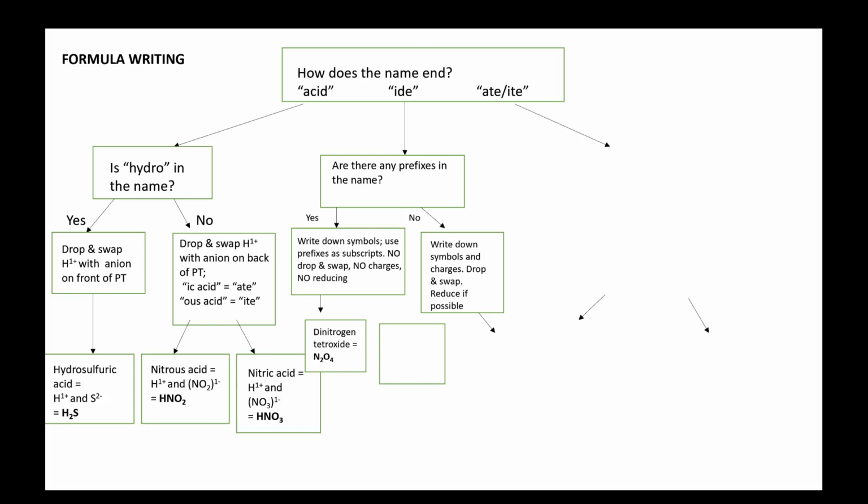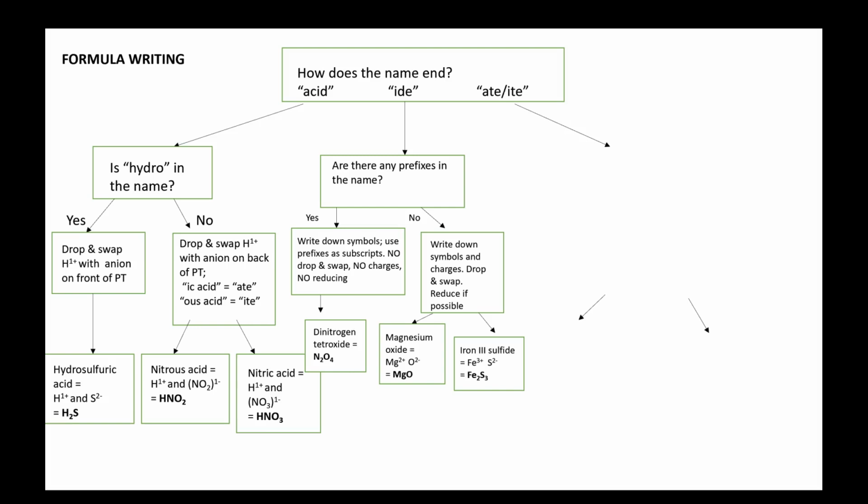Okay? If it doesn't have prefixes in the name, you want to write down the symbols and the charges. You drop and swap, and you reduce if possible. So if I had magnesium oxide, I look up Mg. It has a +2 charge. I look up O 2 minus. It has a -2 charge. I drop and swap. When you do that, you get Mg2O2, but that reduces to 1:1. These you reduce. If I still have something that ends in IDE, I look like iron 3 sulfide. That 3 refers to the charge on the iron. I want to drop and swap it with sulfide, and I get Fe2S3.